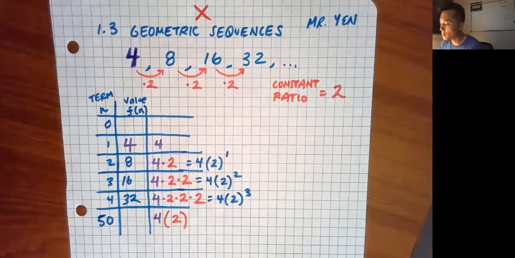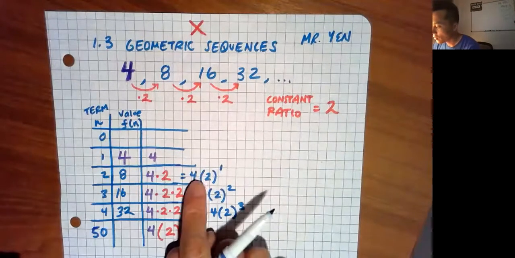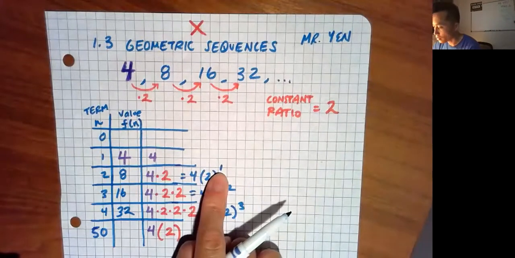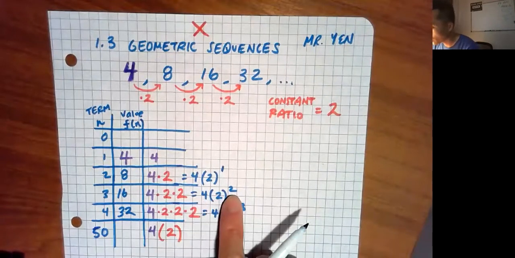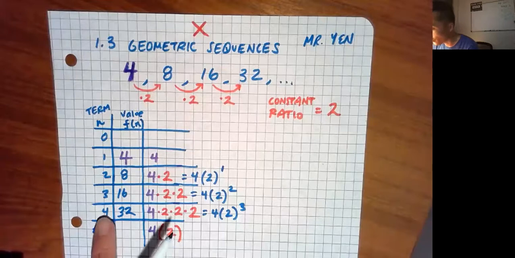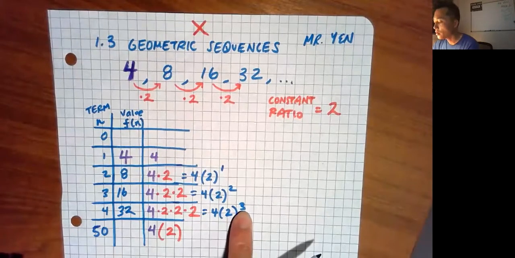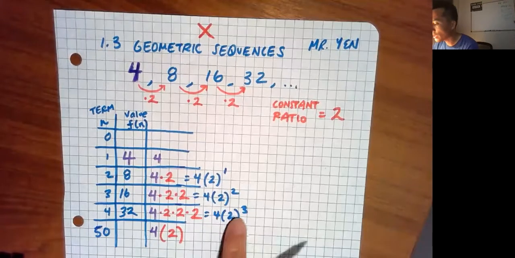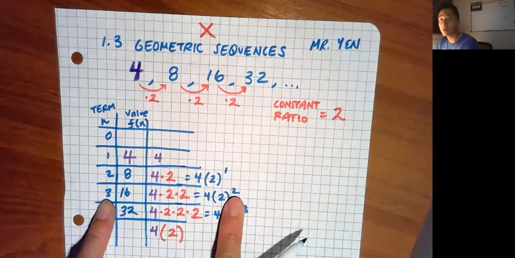Well, let's see the pattern that we can pick up here. To get to the second term, we multiplied by 2 once, to the first power. To get to the third term, we multiplied by 2 twice, to the second power. To the fourth term, we did 2 to the third power. So we're taking the constant ratio and raising it to a power 1 less than whatever the term number is.